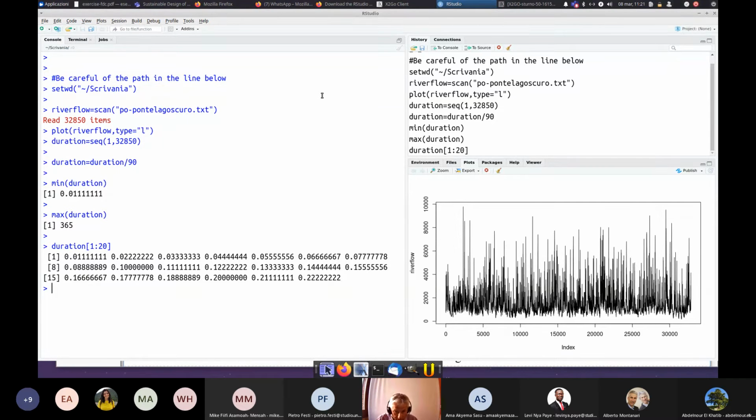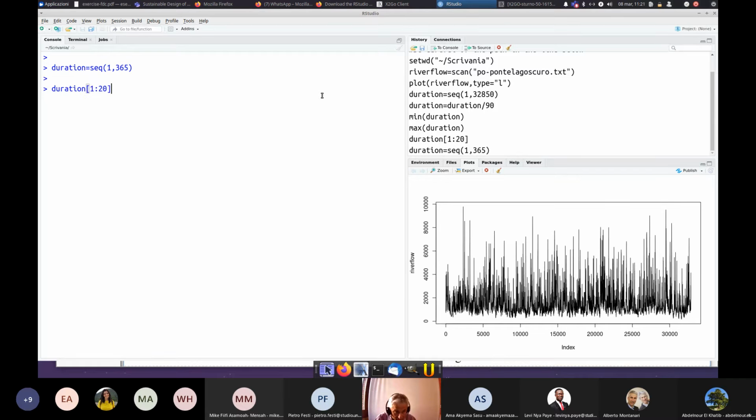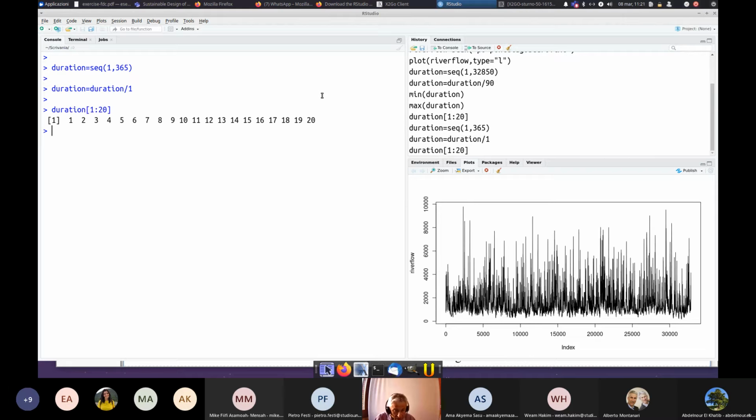let me show you what would happen had I had only 1 year. And let me clear the screen. Had I had only 1 year, here the duration would have been defined from 1 to 365. Okay, this would be the duration. And then the rescaling here, divided by 90, I would have divided by 1. And then if I show to you the duration from 1 to 20, you see that it's 1, 2, 3, 4, 5. The level of detail is coarser.